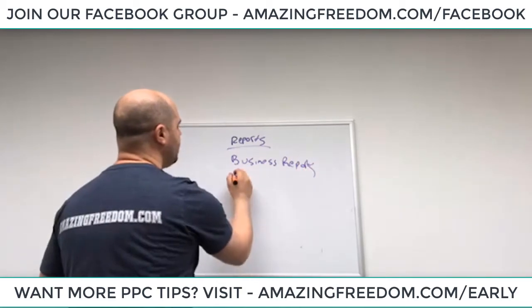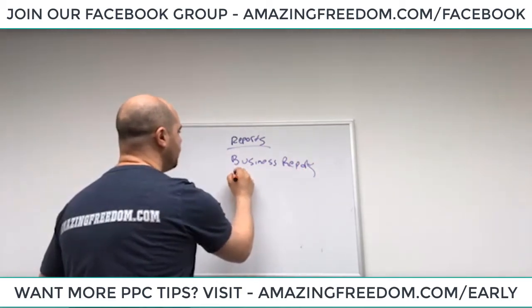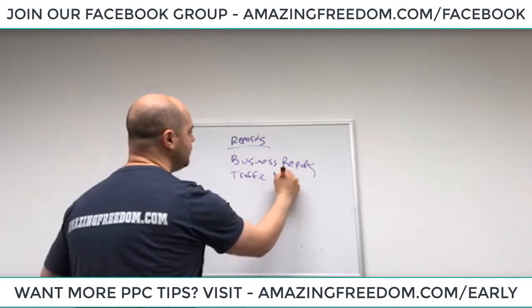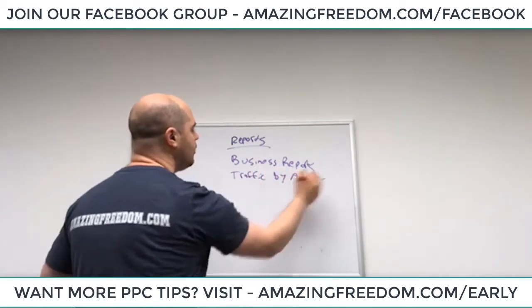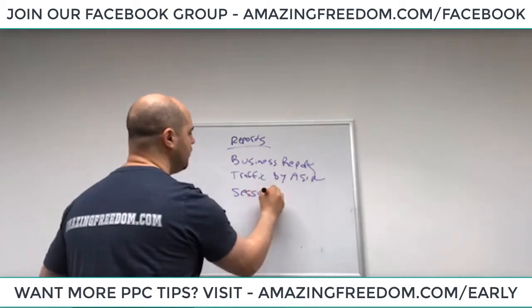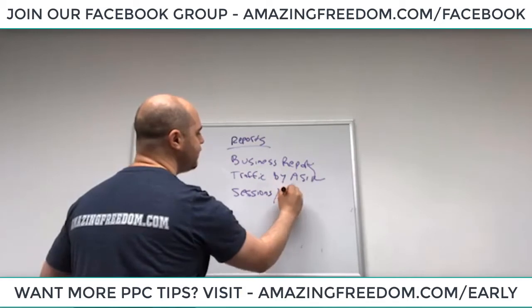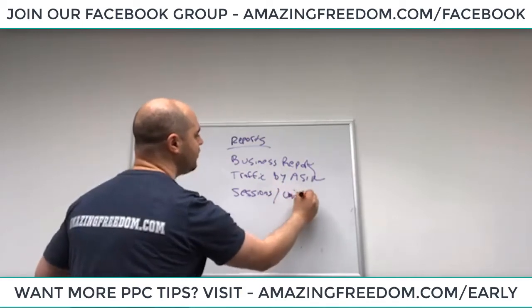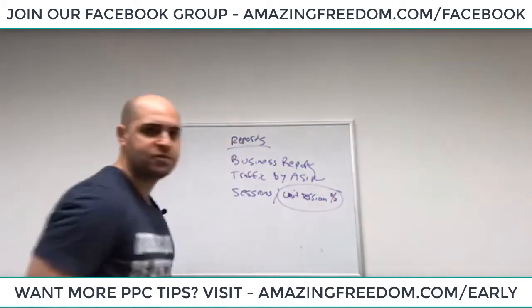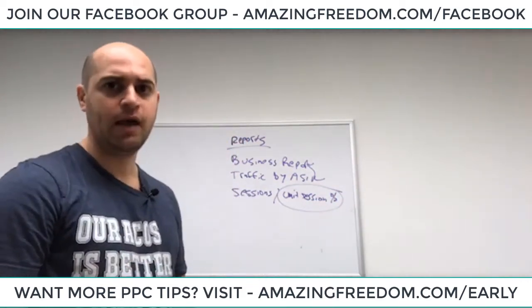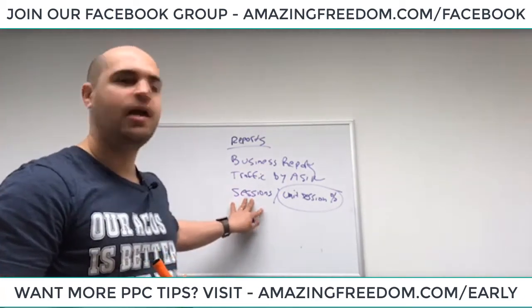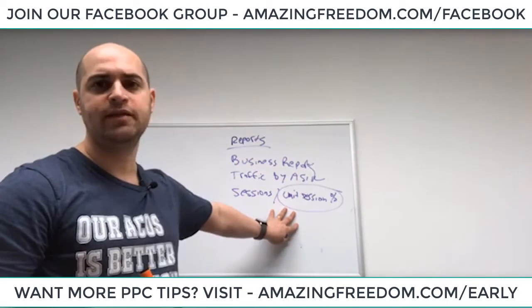And you want to go into traffic by ASIN. And you want to look at your sessions and your unit session percentage. Okay? Your unit session percentage is going to be your conversion rate. Okay? So you want to look at your total sessions, your total visitors over, let's say, the last month, and then you want to take a look at your unit session percentage, your conversion rate.